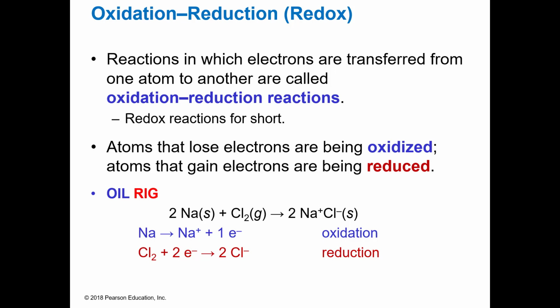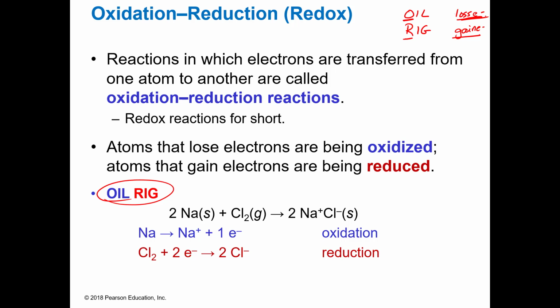The easiest way to remember this that I found is to remember OIL RIG. You know what oil rigs look like out on the Gulf Coast, right? Okay, well, OIL stands for oxidation is loss, and RIG stands for reduction is gain. So reduction is gain of electrons, oxidation is loss of electrons. If you'll just say OIL RIG in your head and remember what that stands for, every time you do this, you won't get confused.